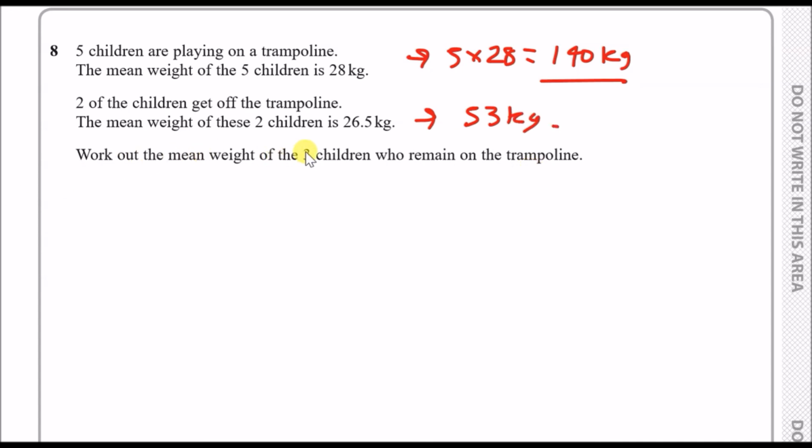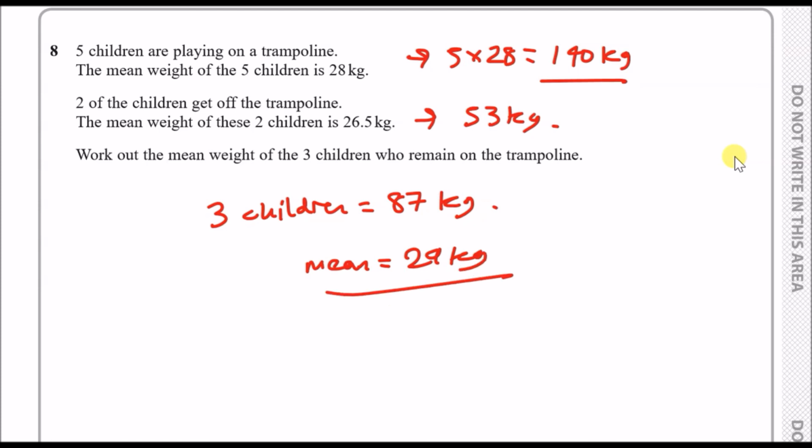Work out the mean weight of the 3 children who remain on the trampoline. So in other words, the difference between these two. If I subtract these two results, we'll find out that the weight of the 3 children was the difference between 140 and 53, which is 87 kg. Now if I divide that by 3, it turns out that the mean weight of each of the 3 children that remain on the trampoline was 29 kg. And that's it, guys. That's this question done.